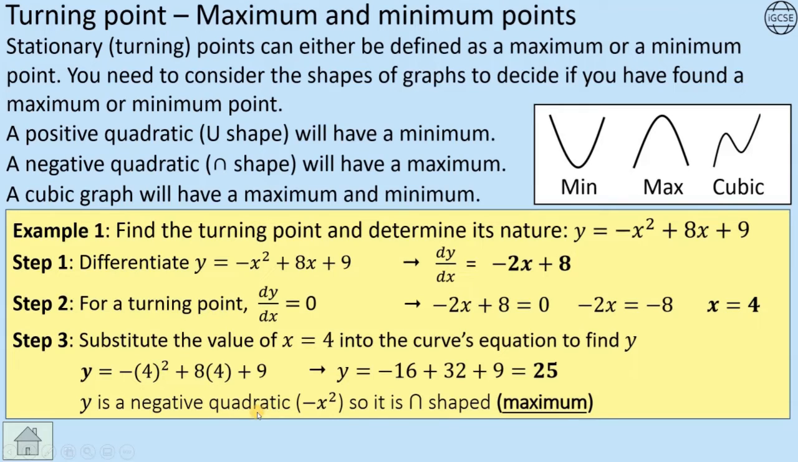So y is a negative quadratic, so it's going to take an N shape, so it's going to be a maximum point where x is 4 and y is 25. So at the coordinate (4, 25), it is a maximum point, and of course it's a turning point as well.